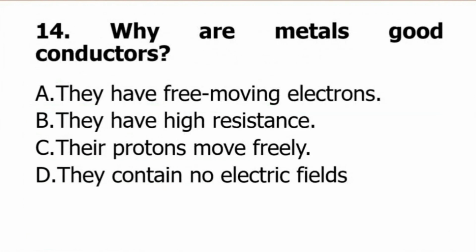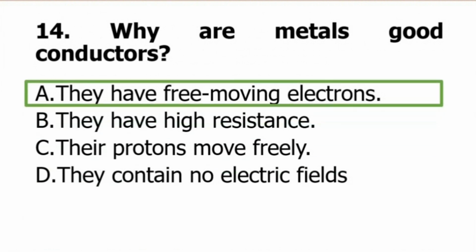Next, number 14, why are metals good conductors? A, B, C, or D? The correct answer is letter A. They have free moving electrons, which insulators do not possess. Conductors allow electrons to move freely, which enables electric current. That is one of the behaviors of electrons in a conductor.